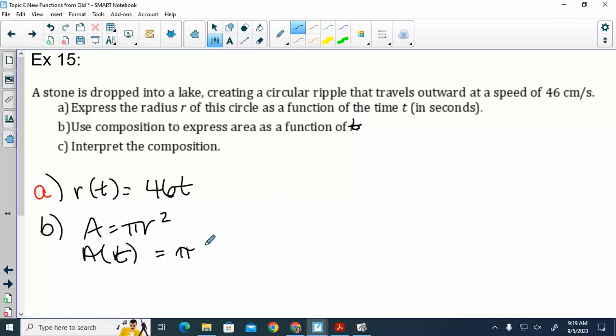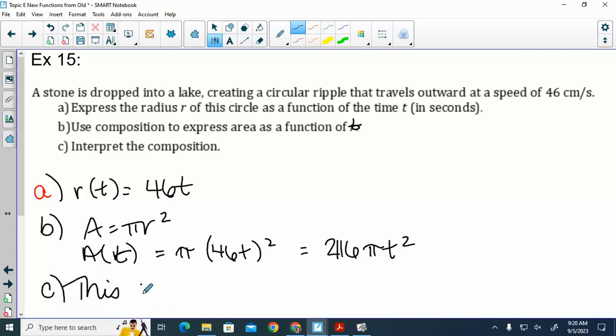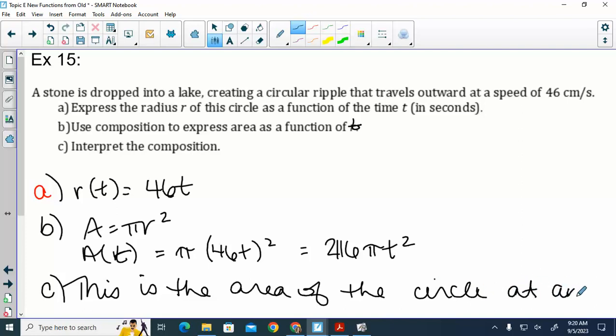So pi, my r is 46t squared. What is 46 squared? It's not pretty. What'd you say? Pi t squared. So what's this give us? The area of the circle at any given time.